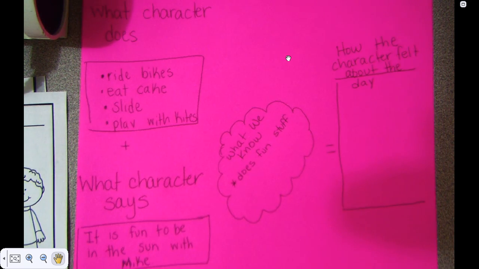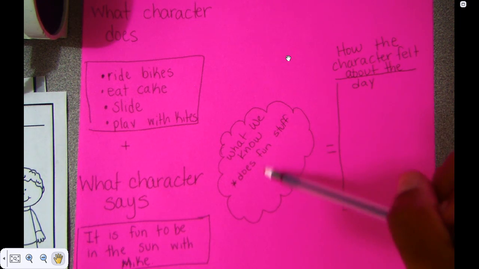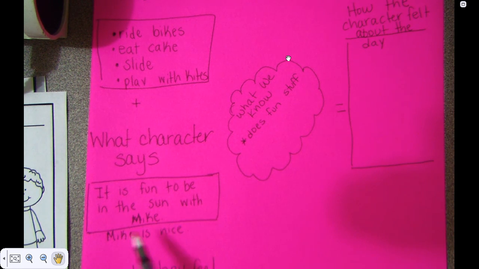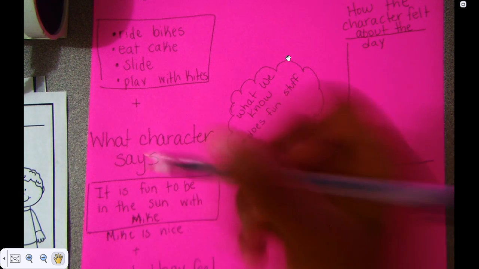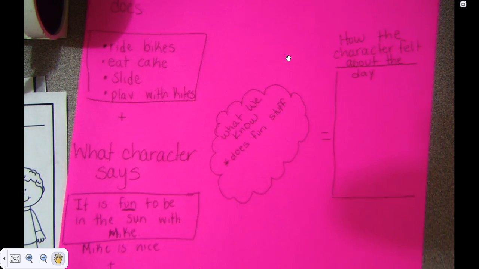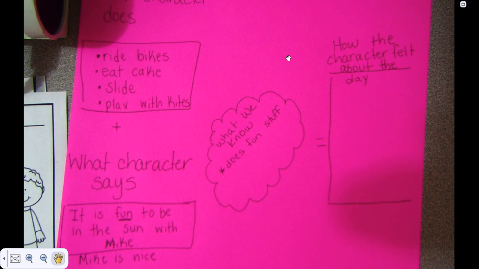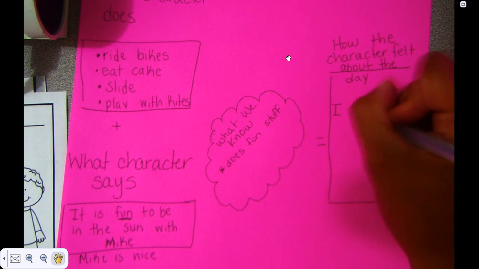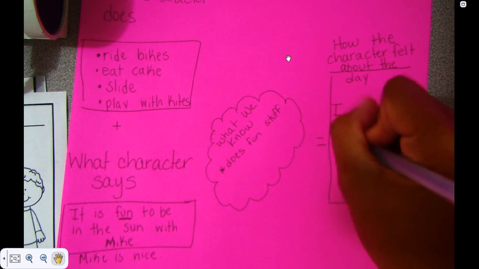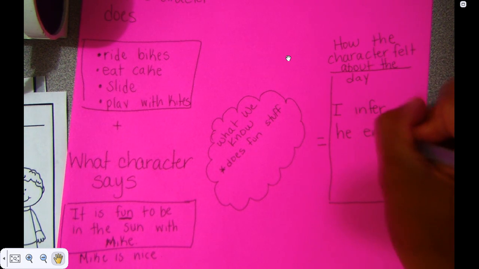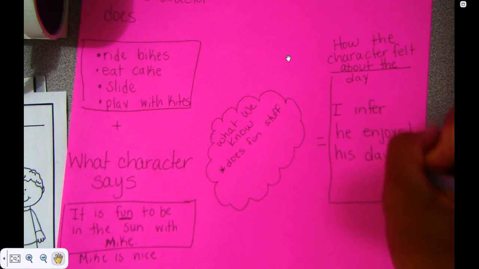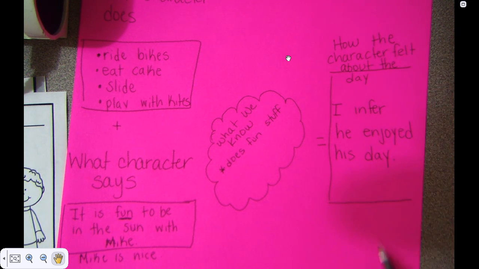So I can take all this and I could say, okay, well, I know he's getting to do a lot of fun stuff during the day. And not only is he getting to do fun stuff, he's getting to do it with this nice new kid that he met. And he even says that he has fun with him. So I can make an inference. Well, how must this character feel about the day he had? He's having fun. He's getting to do fun stuff. I infer he enjoyed his day. How did he feel? About the day? Well, he enjoyed it.